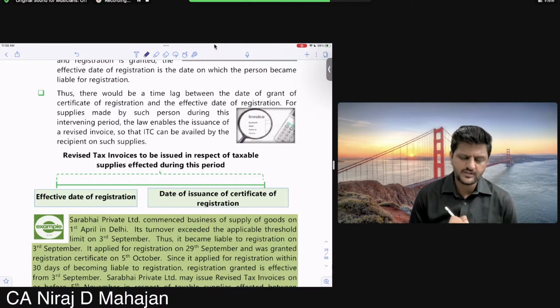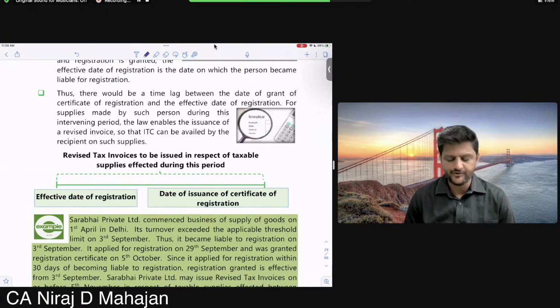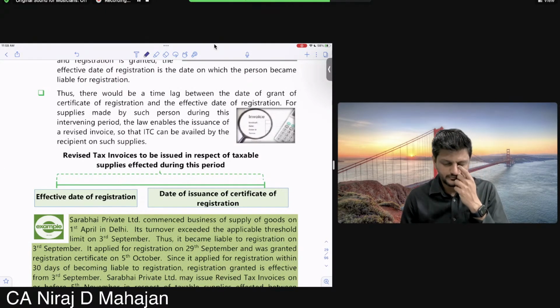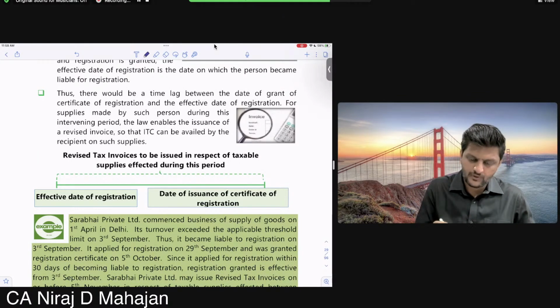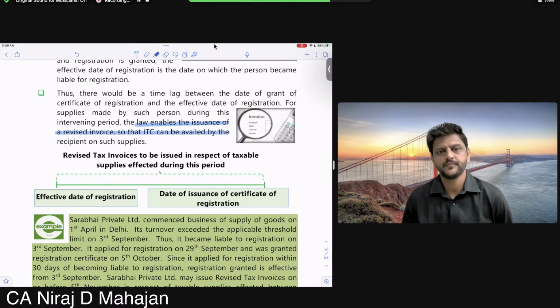This we have already covered. Thus, there would be a time lag between the date of grant of certificate and the effective date of registration. The law enables issuance of a revised invoice. Why? So that the recipient can claim ITC.